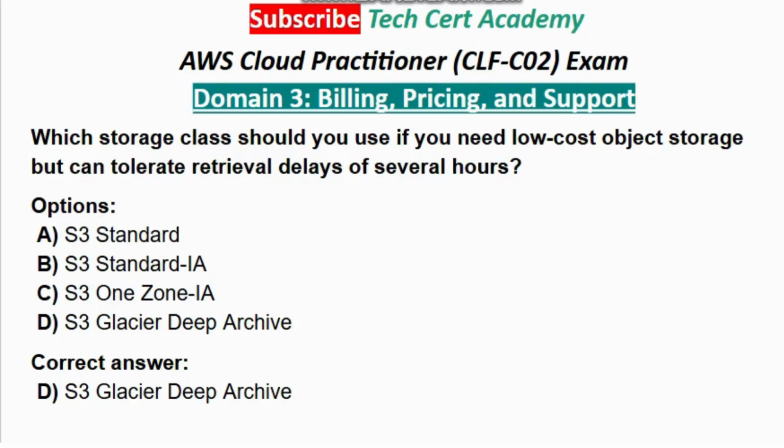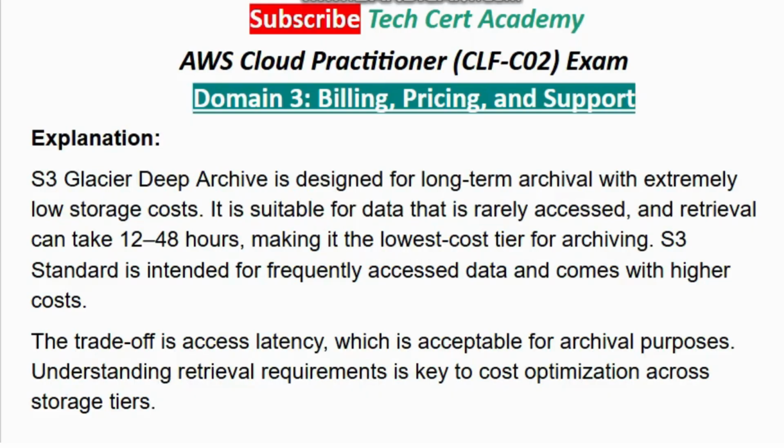S3 Glacier Deep Archive is designed for long-term archival with extremely low storage costs. It is suitable for data that is rarely accessed, and retrieval can take 12 to 48 hours, making it the lowest cost tier for archiving. S3 Standard is intended for frequently accessed data and comes with higher costs. S3 Standard IA and One Zone IA are lower cost tiers for infrequently accessed data, but offer faster retrieval times and are more expensive than Glacier Deep Archive.